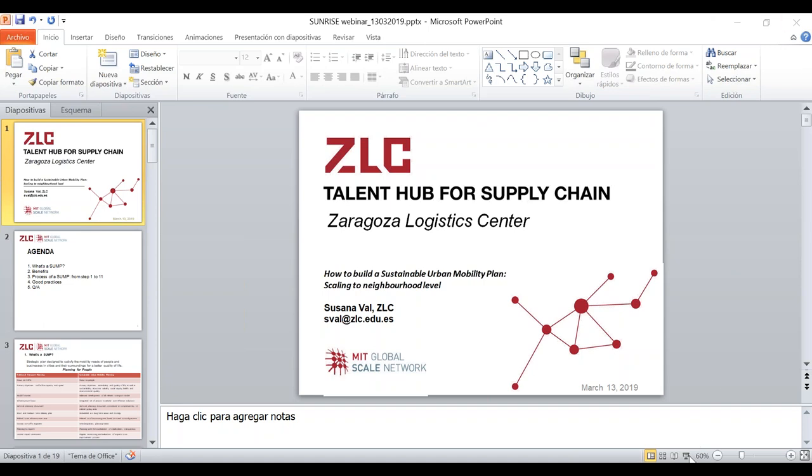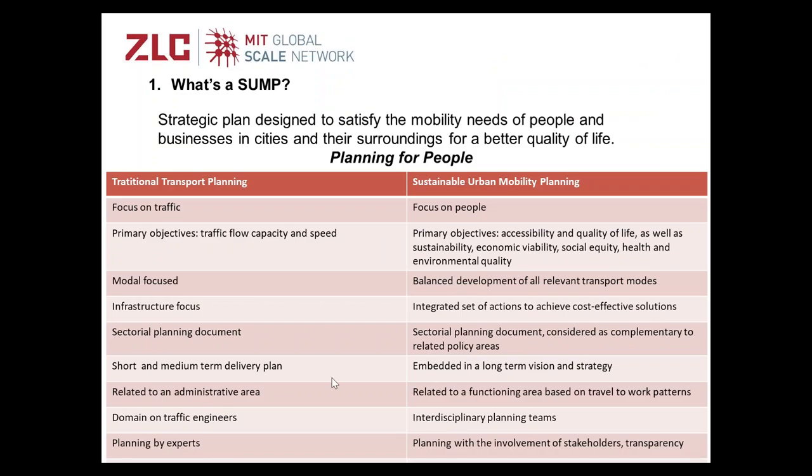So the Sustainable Urban Mobility Plan includes the idea of this integrated approach, the balance of all the transport modes, and also to encourage the shift towards more sustainable transport modes.